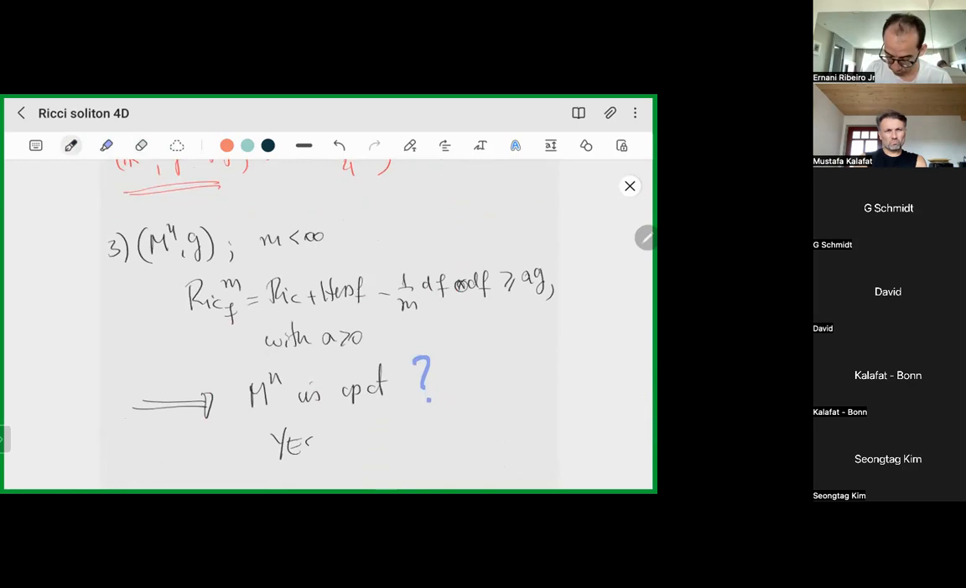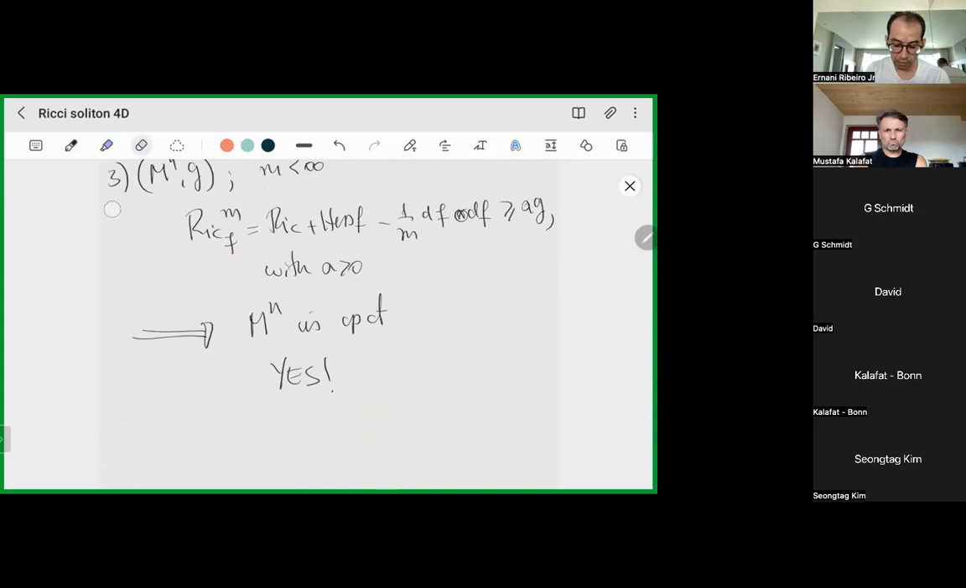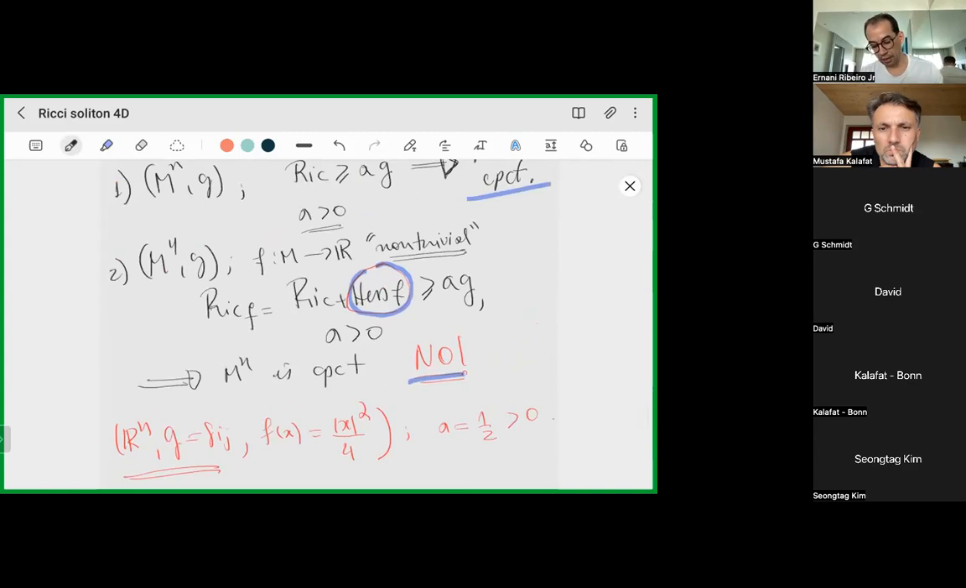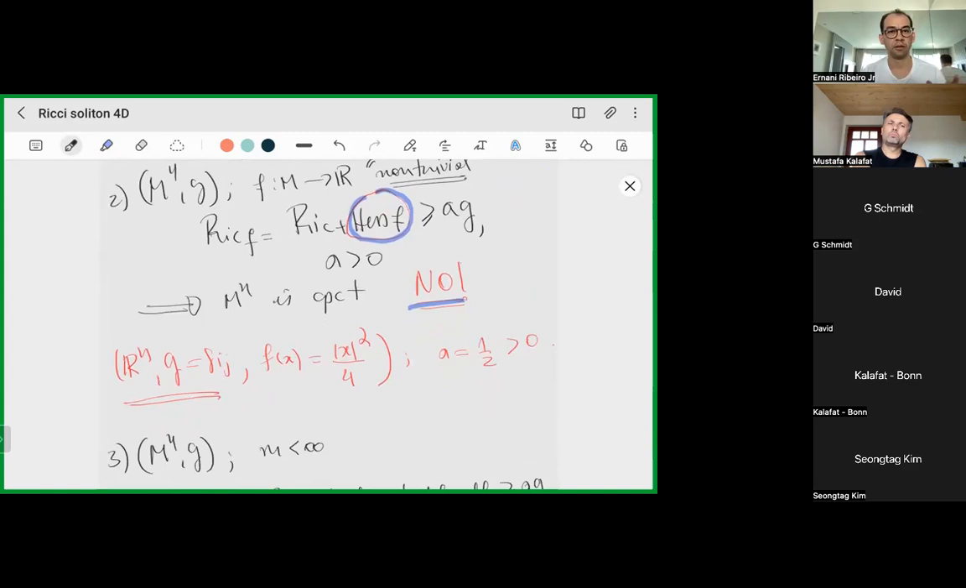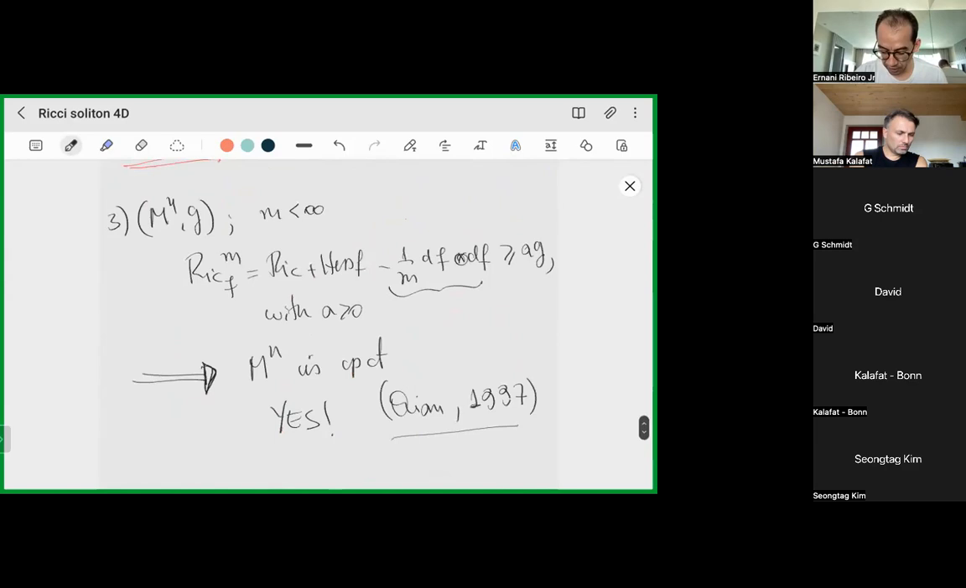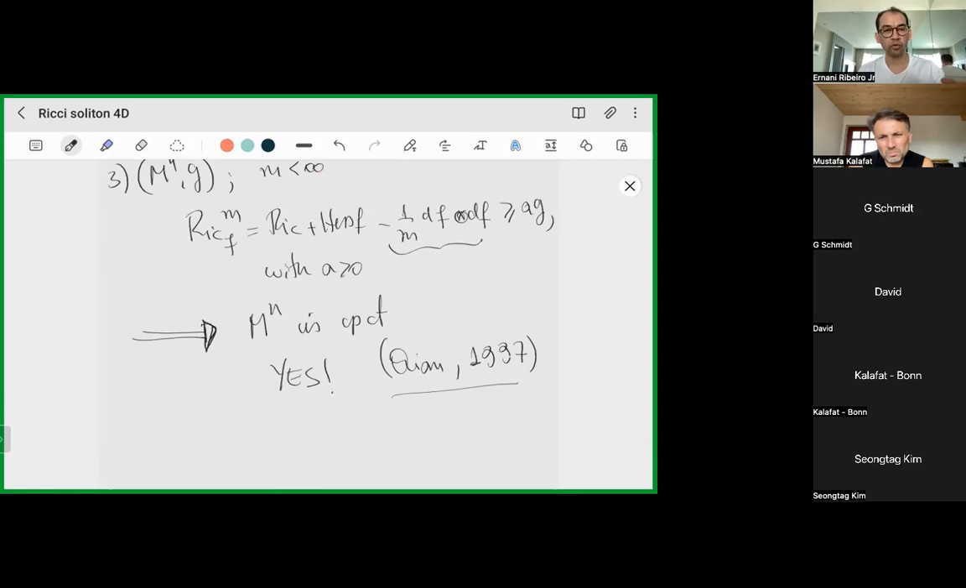So why is this true? This is a theorem proved by Qian, if my memory is working fine, in 1997, and he proved that if this tensor, the Bakry-Émery Ricci tensor, is strictly positive like this, then the manifold must be compact. Then it's like the Bonnet-Myers theorem, but this term is strongly necessary. It's different from this other case. Then we can see that although these equations are very similar, they are different from the geometric point of view. The existence of a potential function changes the geometry a lot.